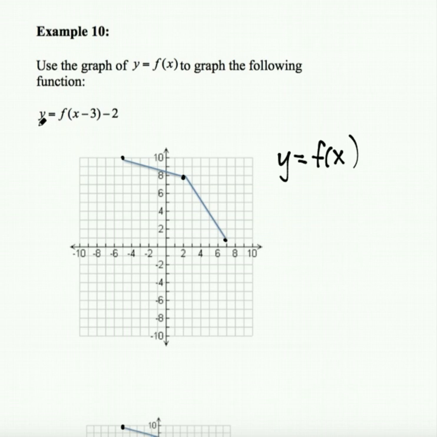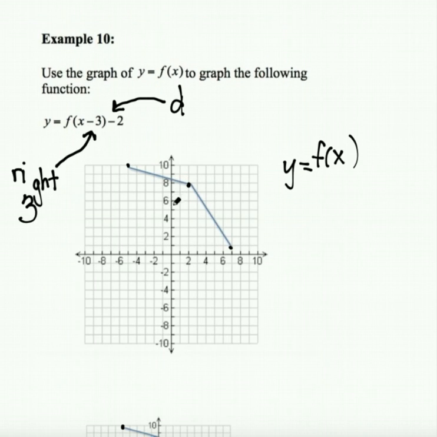So let's look over here at y = f of x minus 3, minus 2. This minus 3 is on the inside. We know if it's a minus on the inside, that's going to be a transformation to the right. So this graph needs to be transformed to the right 3. And then this minus 2, since it's on the outside, is telling us that we need to shift our graph down 2. So we need to go to the right 3 and down 2 units.